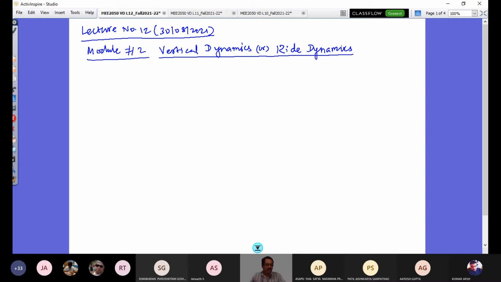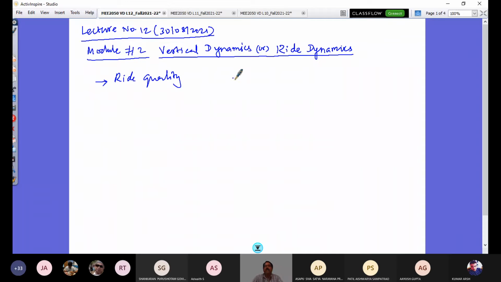So this ride dynamics is the study of your vehicle for the perception of vibration in your vehicle by the passenger. The ride quality is concerned with the sensation or the feel that the occupant perceives during the vehicle motion. That's what we call ride quality. And to assess this ride quality, we need to understand what is called the vertical dynamics or ride dynamics of your vehicle.